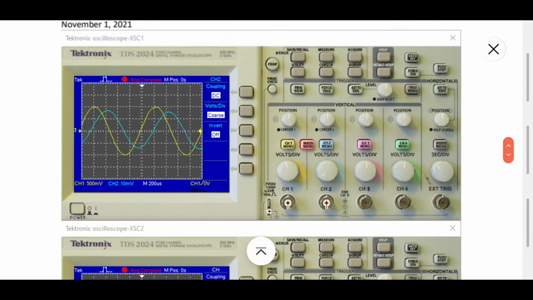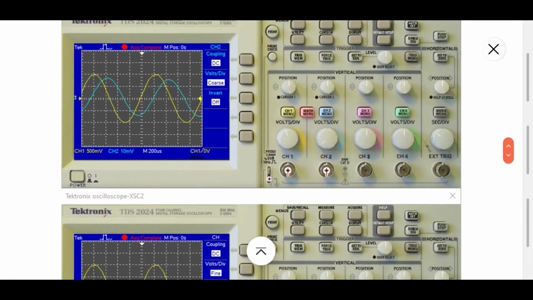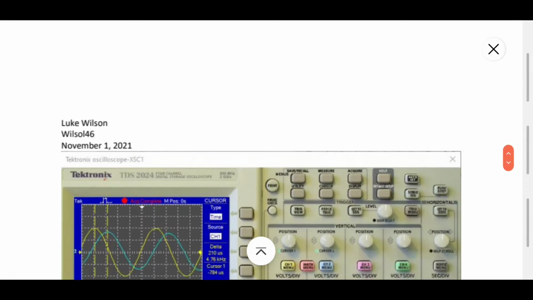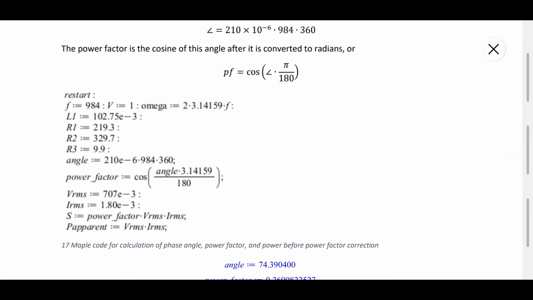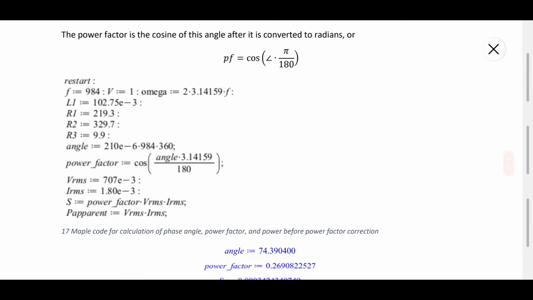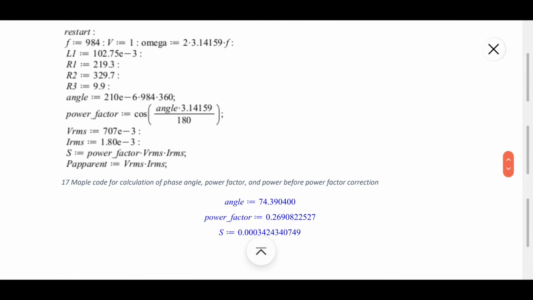These are the displays of the oscilloscopes in Multisim before and after the power factor correction, and this is the display with the time cursors. I used the time difference between the peaks of the voltages to solve for the angle, power factor, and power.